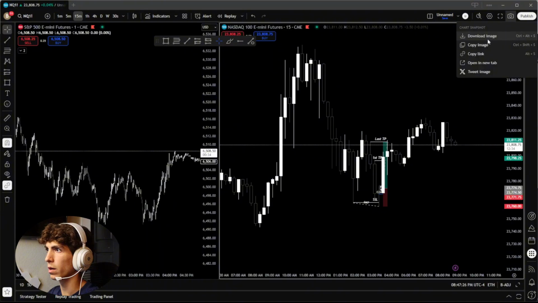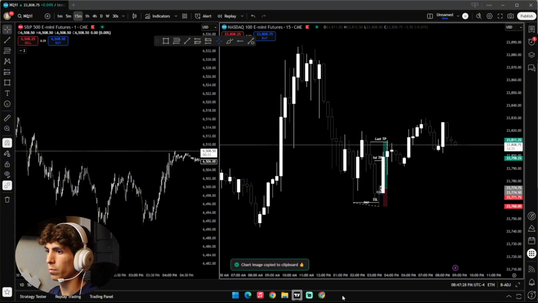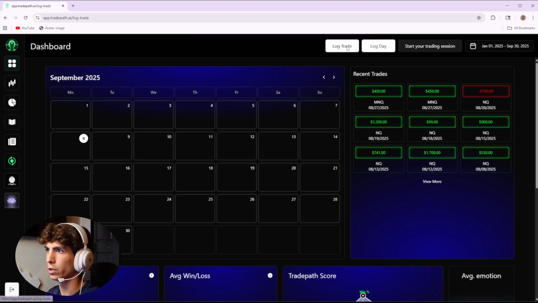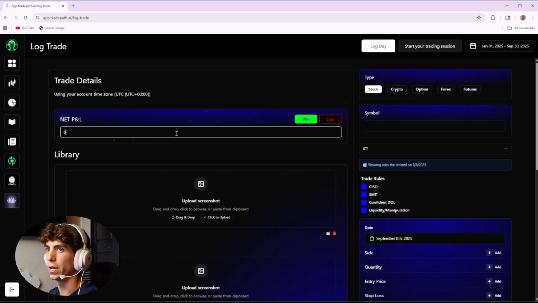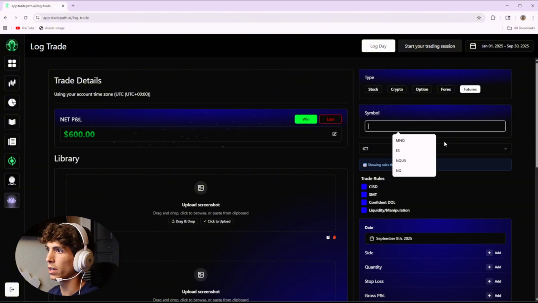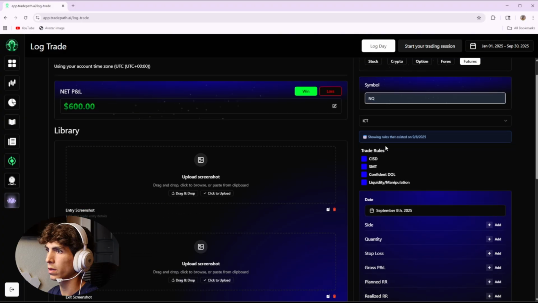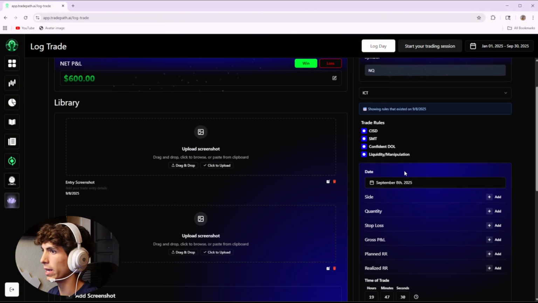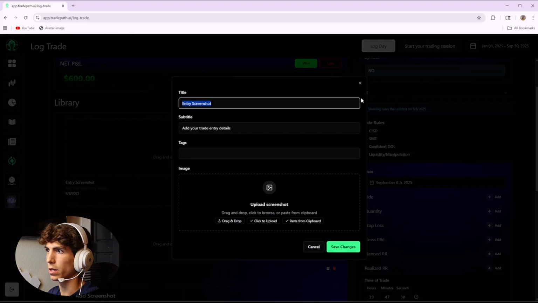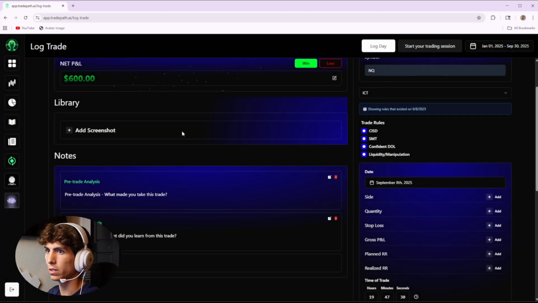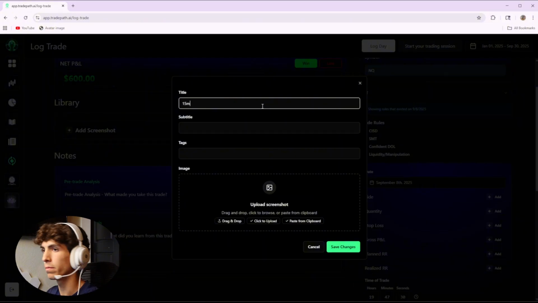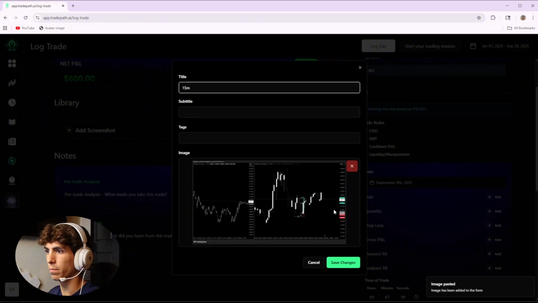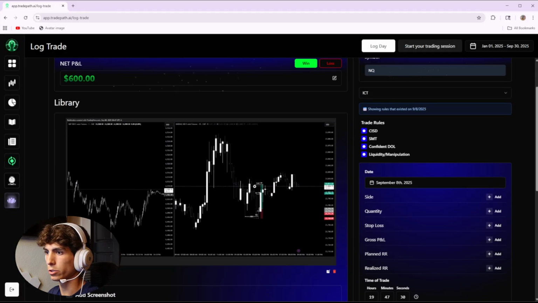I would copy the image and move down to my trading software. I would click log trade, and let's say I made $600 in the day. I traded futures. I traded NQ. I had my rules. I had the change in the state of delivery, I had SMT, a confident draw on liquidity, and I had liquidity and manipulation. So I would put my screenshots in, add screenshot 15-minute, and I would just press Control V and paste my screenshot.